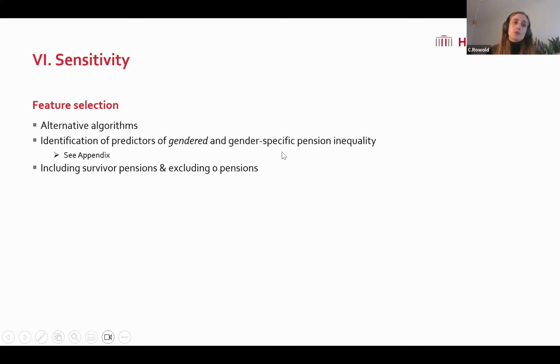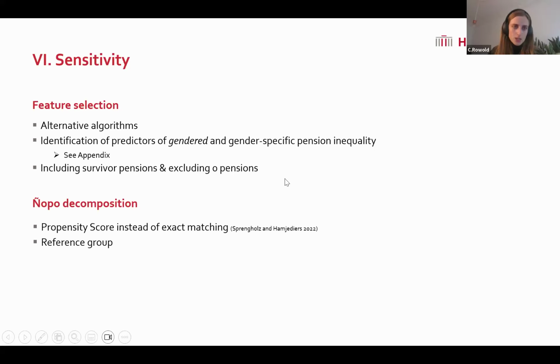And then I also run some policy relevant robustness checks. Again, results are pretty robust. Oh yeah, sorry. Also, this predictors of gendered and gender-specific pension inequality highlighted again that particularly care work aspects are important for the gendered pension inequality.